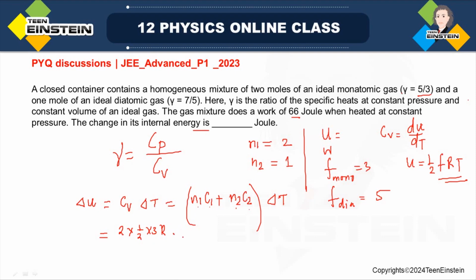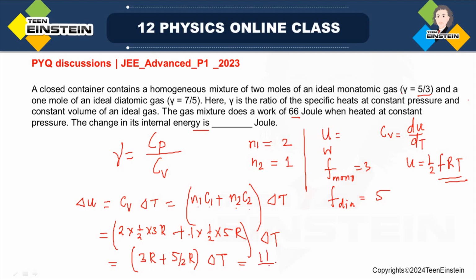Similarly for the second gas I can write the number of moles N2 is 1. Half into degrees of freedom is 5 into R. So this is the expression for the internal energy. So you look, I can just find out here, this is 3R, so it will be actually 3R plus 5 by 2 R into delta T, which is 11 by 2 R into delta T.